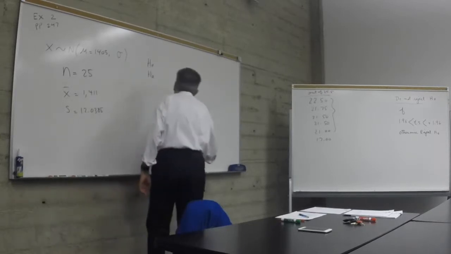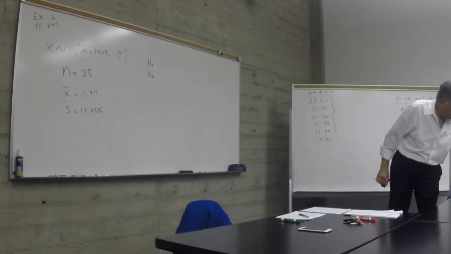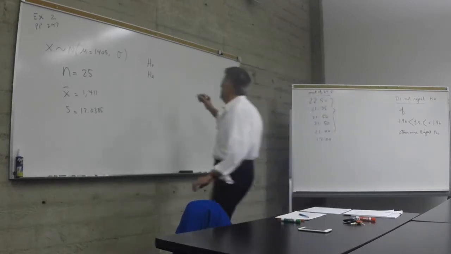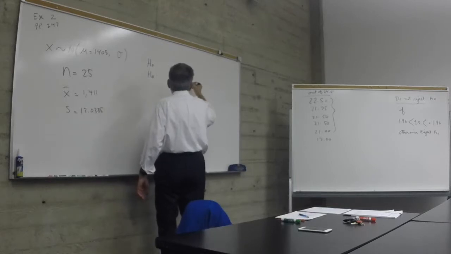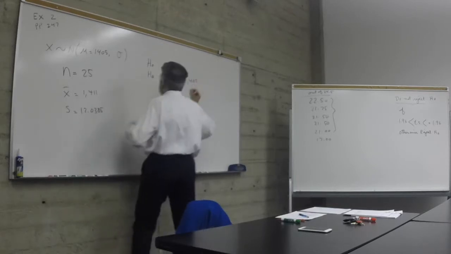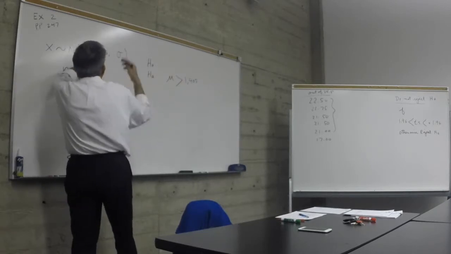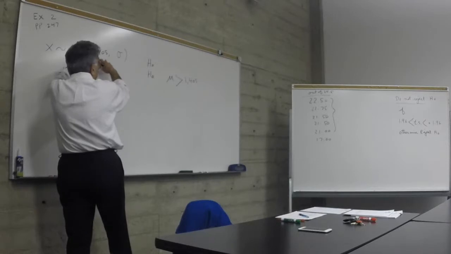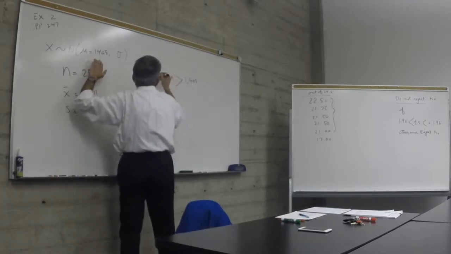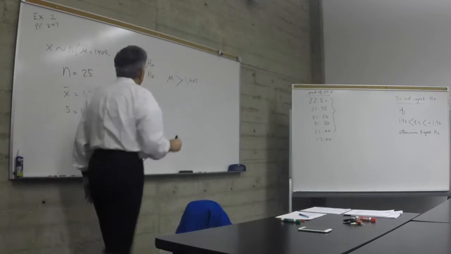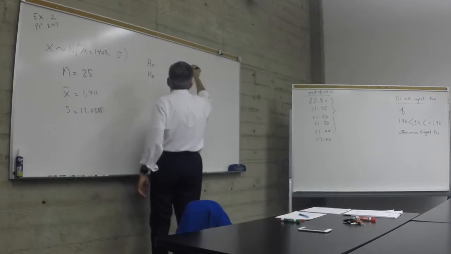First, we want to make sure that mu is greater than 1405. It used to be 1405. With the modification, we're hoping that it's above 1405. And because there is no equal sign here, this is going to be the alternative hypothesis. And therefore, the null hypothesis is going to be mu less than or equal to 1405.